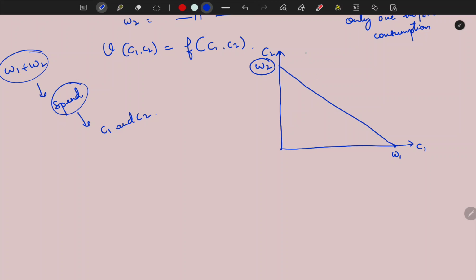But in between somewhere, we find similar to the indifference curve, how we used in the case of maximizing someone's utility. The same thing happens here also. We are maximizing his consumption in two periods, right?